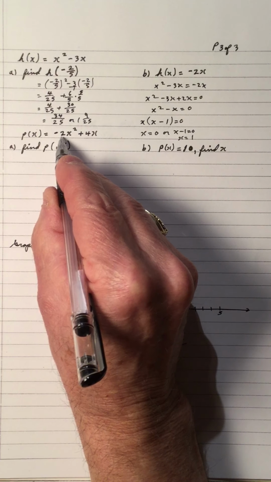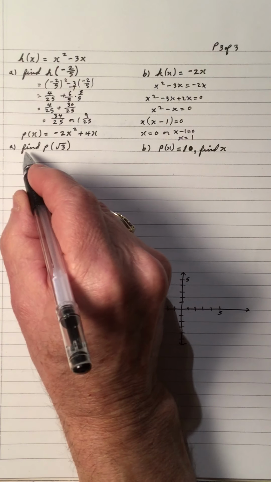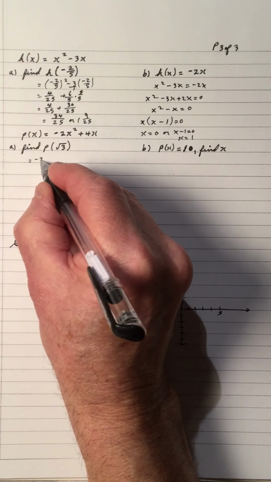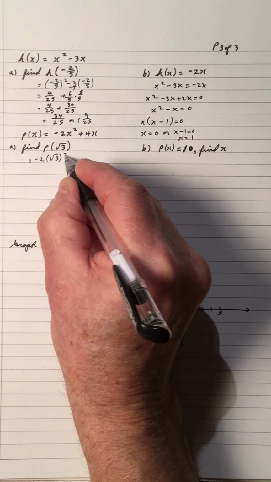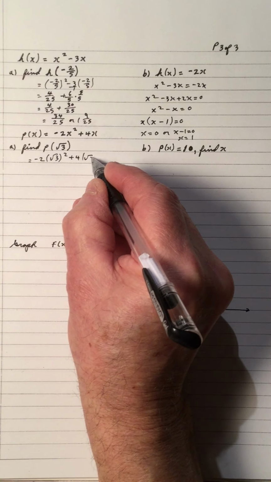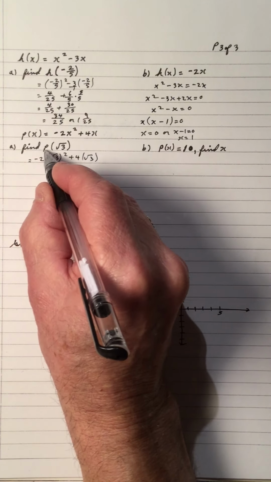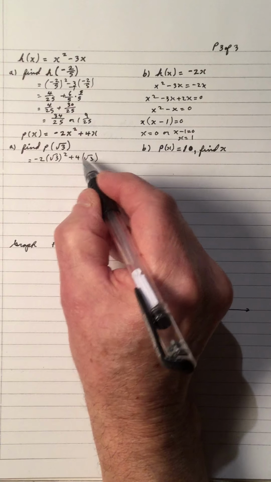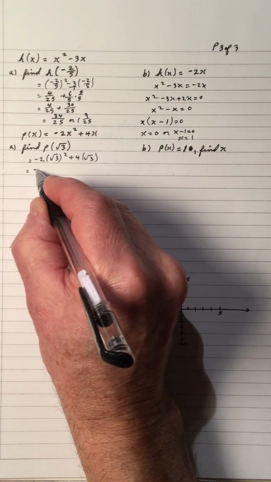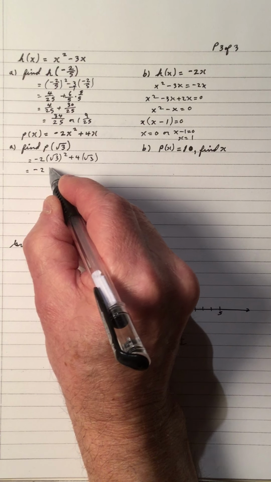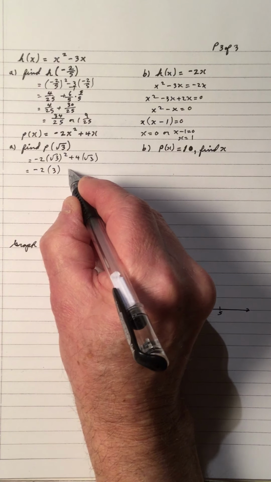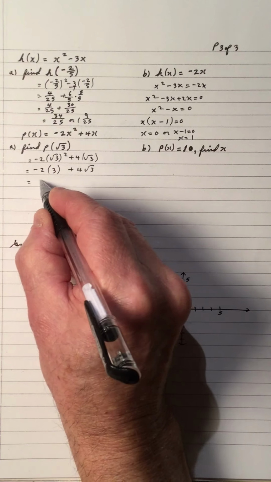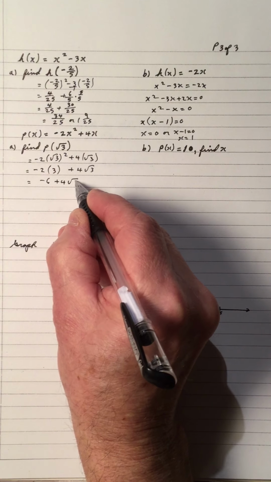The p of x equals negative 2x squared plus 4x. Find the p of root 3. x is root 3, so negative 2 root 3 squared plus 4 root 3. Root 3 goes in place of x. And I have to work my power first. So root 3 squared, root 3 times root 3, is 3. And 4 times root 3 is 4 root 3. Notice the 4 can't go inside. It's a negative 6 plus 4 root 3.